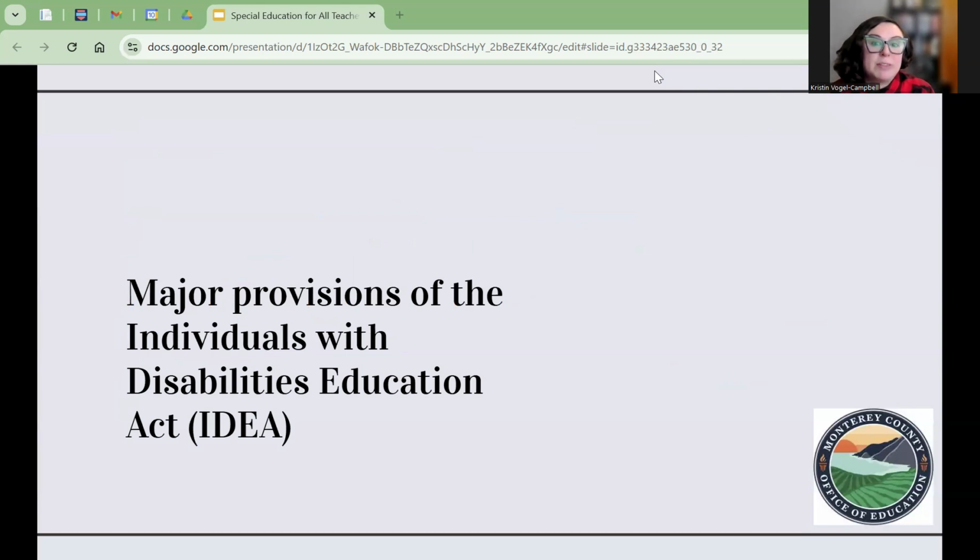So, now let's talk about the 6 major provisions of the IDEA. Remember that the IDEA is the federal law that was first enacted in 1975, only 50 years ago, that made it mandatory for public schools to enroll and teach students with disabilities.